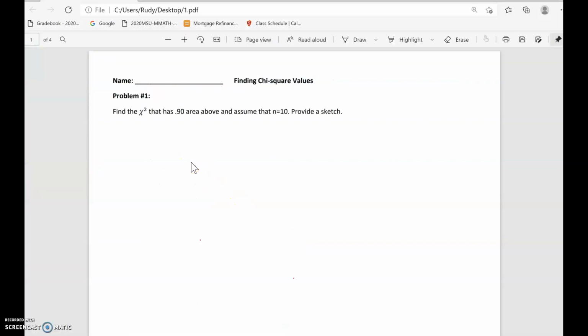So here's the problem that they want us to do. They want us to find a chi-square value, and we're going to find these values using the actual table and the calculators. Our actual TI-84 calculator doesn't have the code, so we won't be able to use other than the table on exams. So this is what this is going to look like.